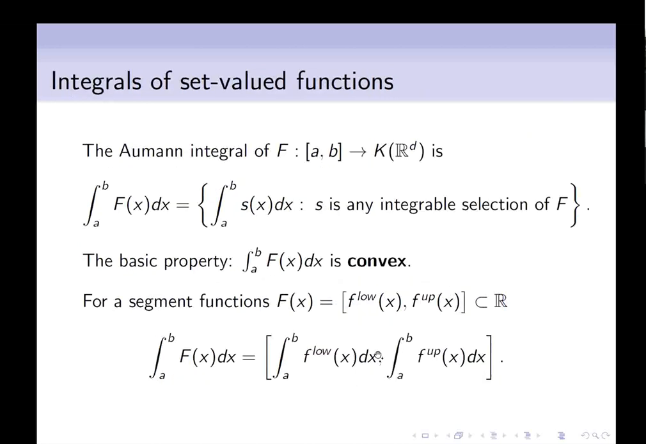And given how many minutes I have, a few words on the new notion of set-valued integral, and how we use our metric tools to introduce it. This is the classical notion of set-valued integral, which is called the Aumann integral. Its definition is written here. It is the collection of integrals of all integrable selections. The main property is that this integral is always convex, even if the function has non-convex images.